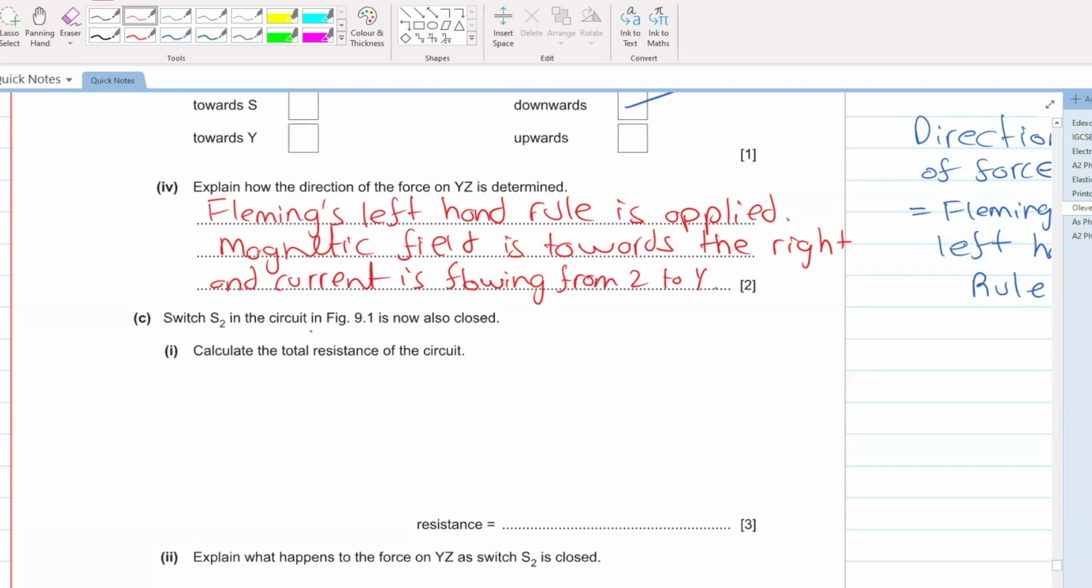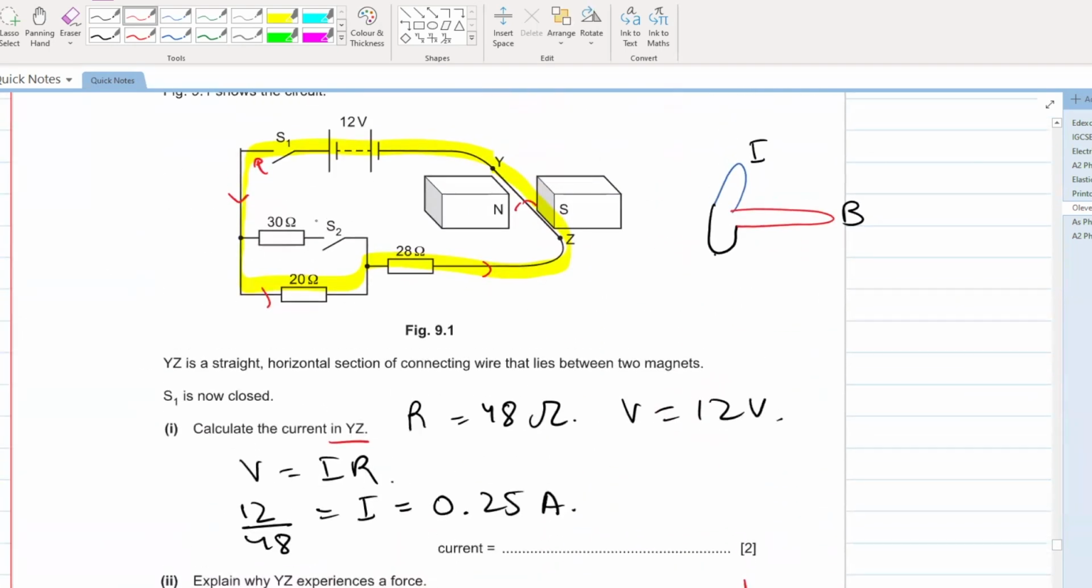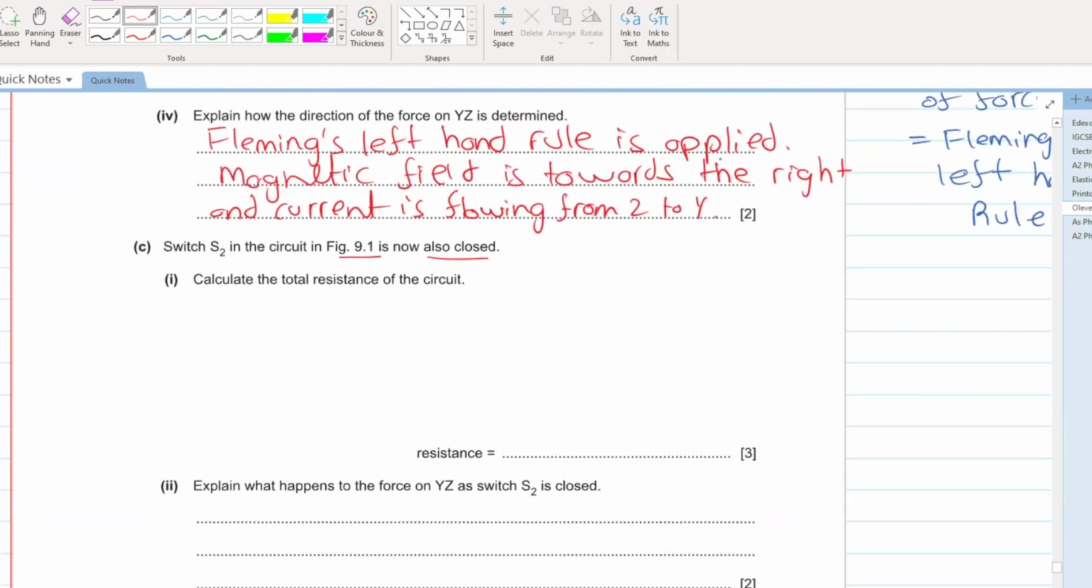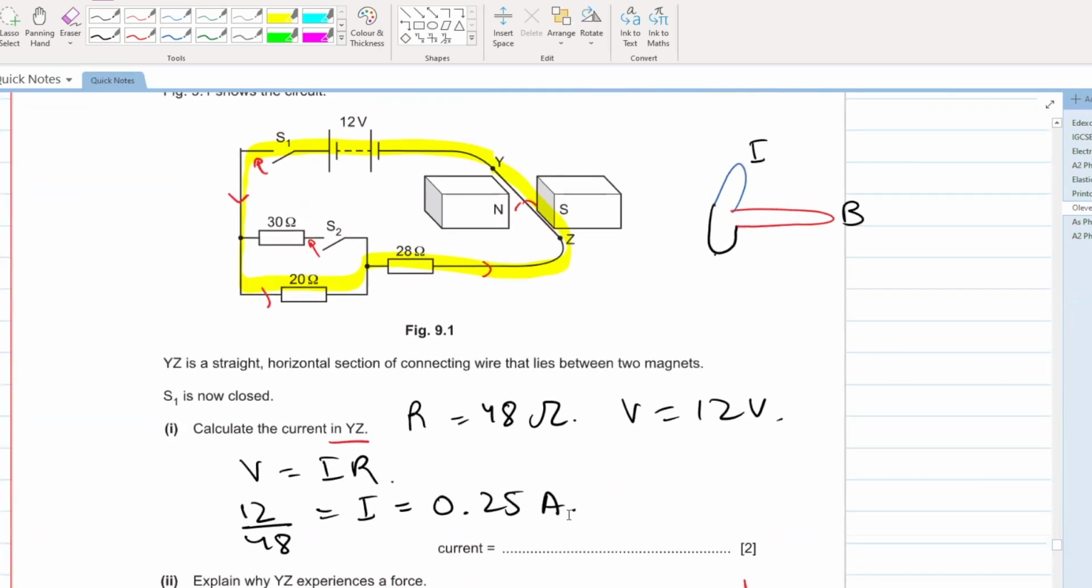Switch S2 in the circuit in 9.1 is now closed. अच्छा, आपने switch S2 को भी close कर दिया बेटा. You have closed this switch as well, S2. Perfect. Now, calculate the total resistance of the circuit. बेटा, if you close the switch S2, total resistance of the circuit किस तरह निकलेगा बच्चों बोर्ड पे?